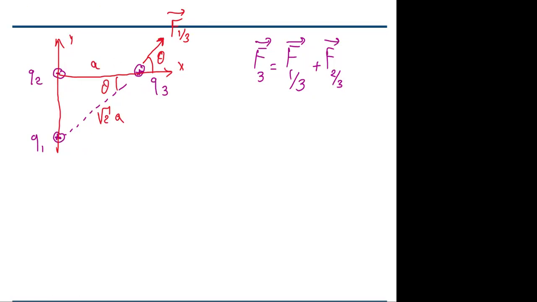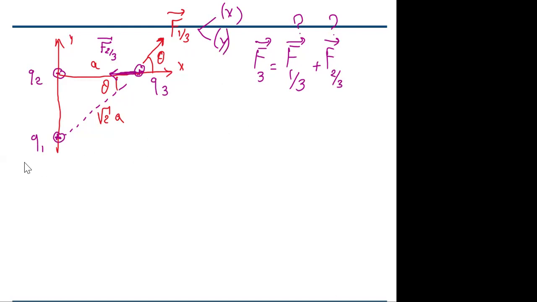Now let's talk about this second vector. The second vector is F2 on 3. We see that the two charges have different signs, so the force is attractive. So this is F2 on 3. But before answering this question, we see that F1 on 3 has two components, one along x and the second along y. So we must write the same equation along x and then along y.